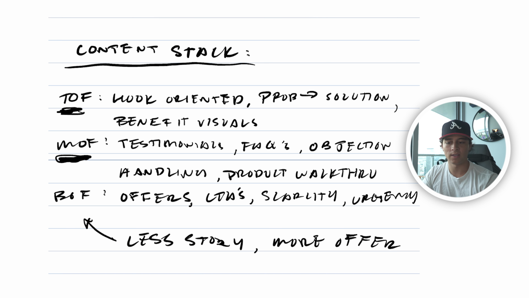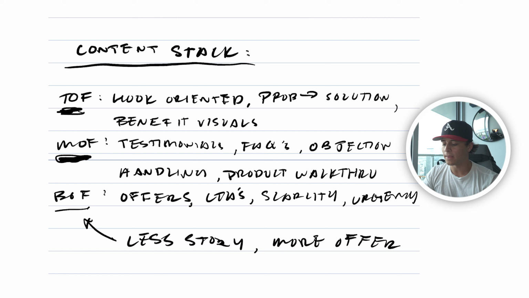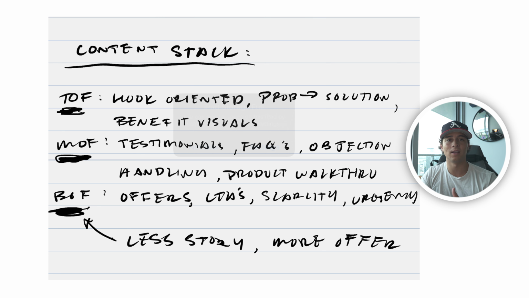You can hit them with content that covers testimonials, frequently asked questions, handle some objections with some of that content, and then maybe walk through some of the products or what they can experience when they're ordering through a UGC review, something like that. And then bottom funnel, you really want to be more offer-based, more CTA oriented, really pushing scarcity and urgency to get people to buy.